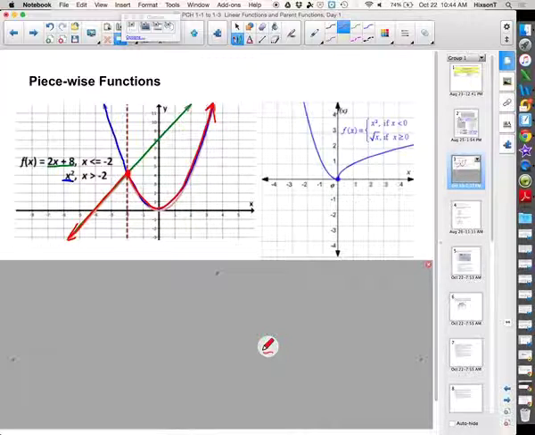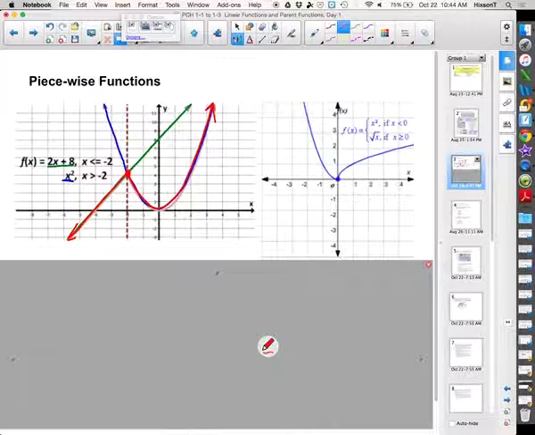All right? That's really all piecewise functions are. There's two different functions that are on the graph. For part of the domain, we want to follow one function, then we stop and we turn on to a different one for the rest of it. Okay?